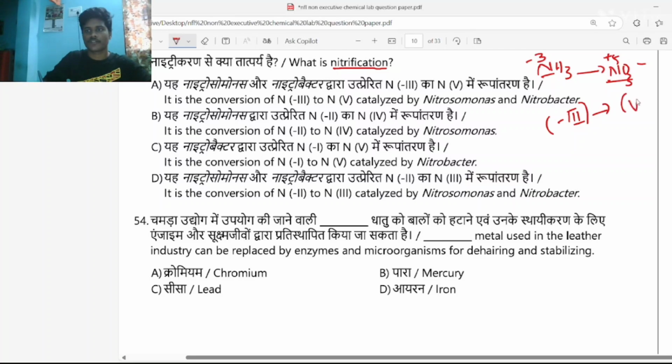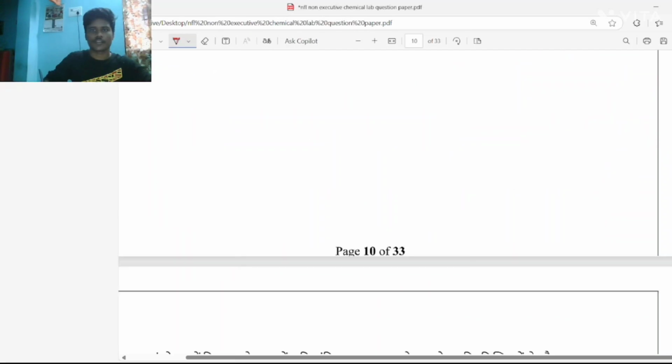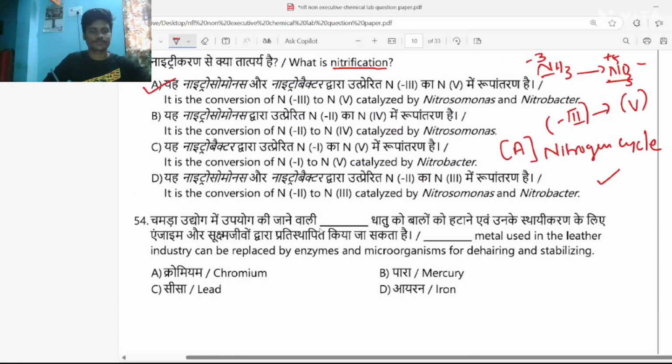It is a key process in the nitrogen cycle. If you have studied the nitrogen cycle, it is also a very important question. So the answer would be option A. Go through this question. And next question would be 54: dash metal is used in the leather industry, can be replaced by enzymes and microorganisms for dehairing and stabilizing. The answer is chromium. Option A is the correct answer here.